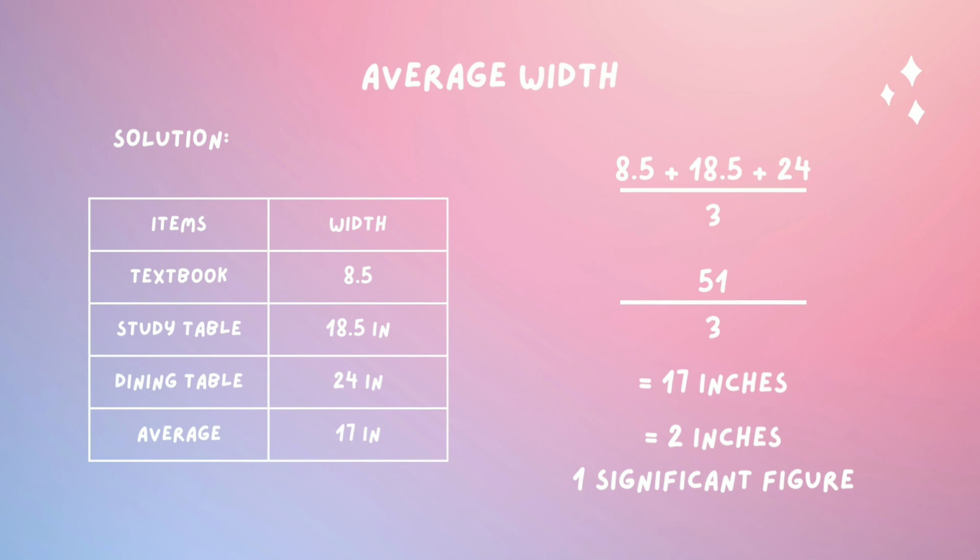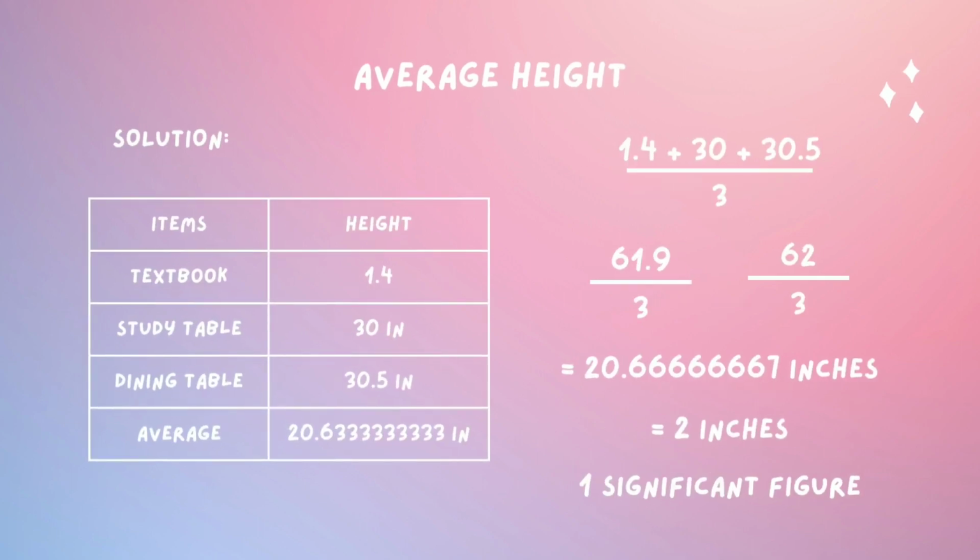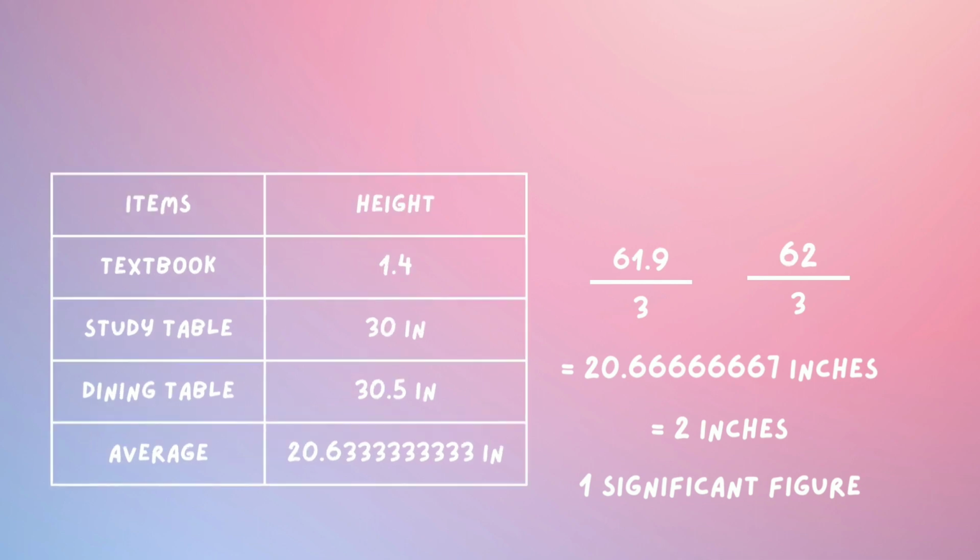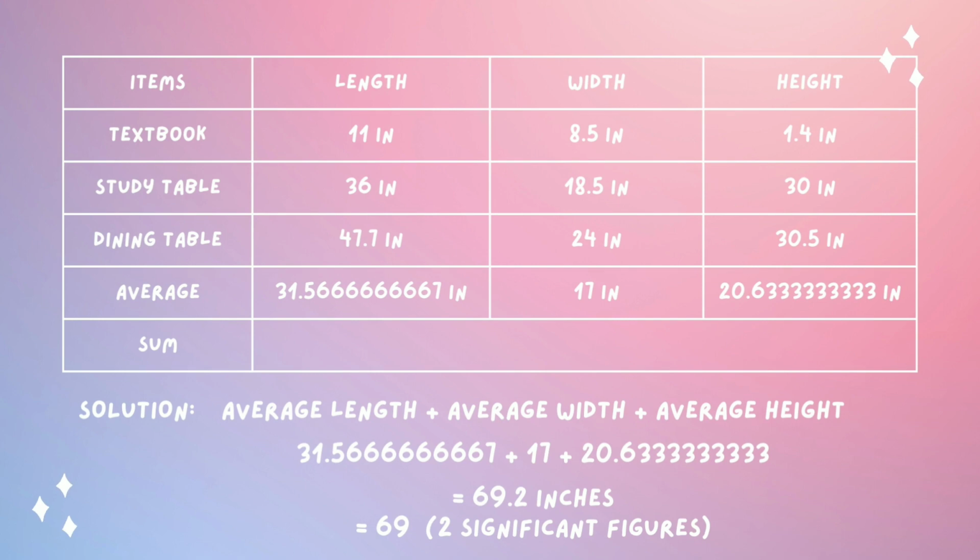Now for the average width, we have to do the same process or formula, and then we will get an answer of 17 inches. As we report the significant figures, we only have one, since we have to follow the significant figure rule of division. And lastly, for the average height, same process again, and the average height that we have computed is 20.66666667 inches. We only have one significant figure, since we follow again the division rule of significant figures. These are the summary of the average length, width, and height.